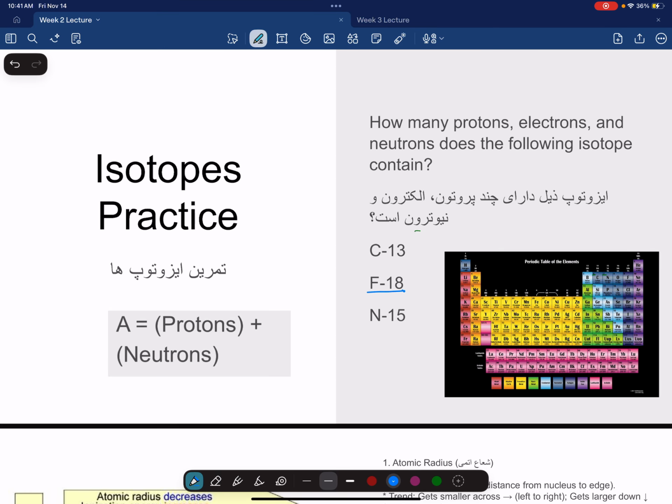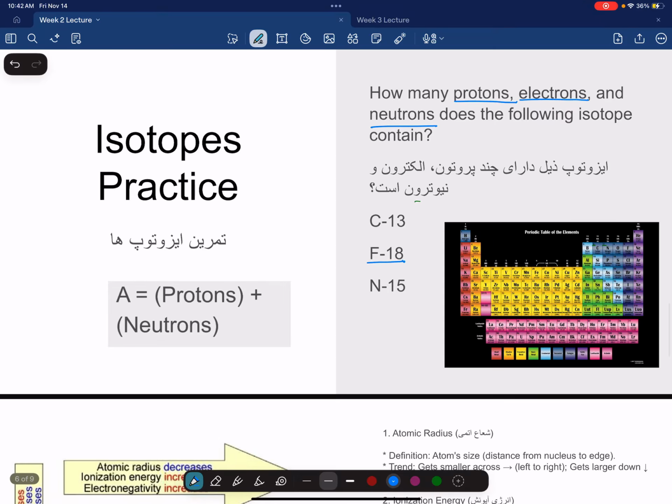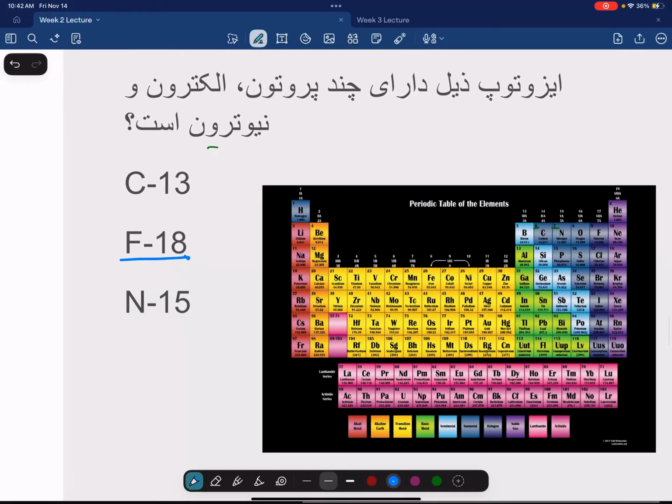So we have our molecule fluorine right over here. We know that it has a mass number of 18. We know that mass number is going to be equal to protons plus neutrons. So in order to answer our question, the number of protons, the number of electrons, and the neutrons, first we know that fluorine in general, since the amount of protons for an element will never change, because if it changes, it's going to be a different element.